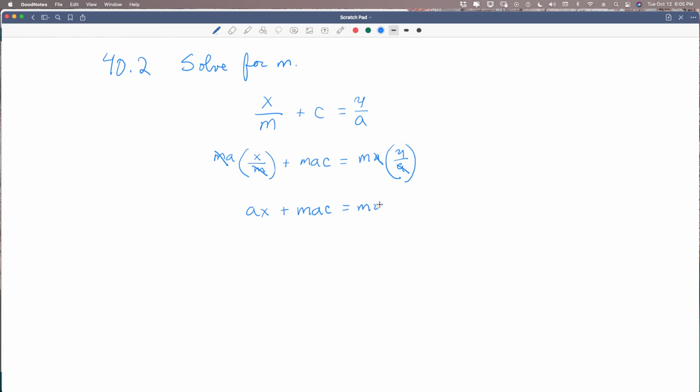equals my. So we're going to do the same thing. We're going to take mac and subtract it from both sides and move it over here. So that leaves ax equals my minus mac. So then we factor m out. We have y minus ac. We divide both sides by y minus ac. So ax over y minus ac is equal to m. That is what m equals.